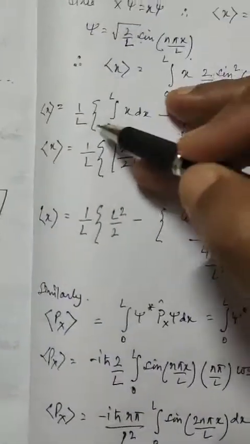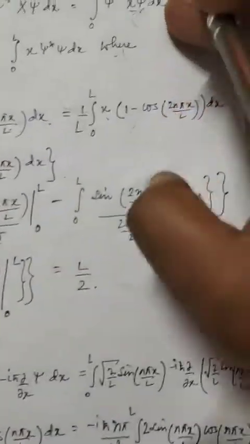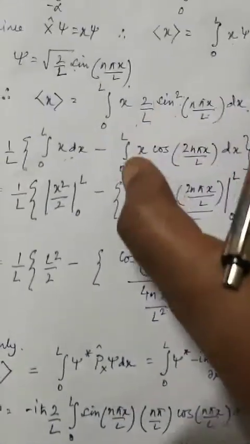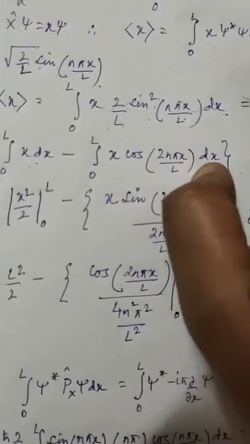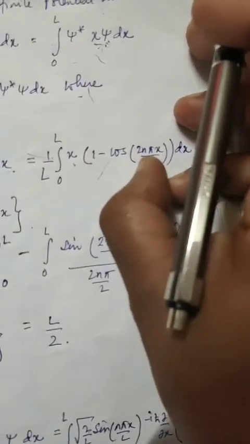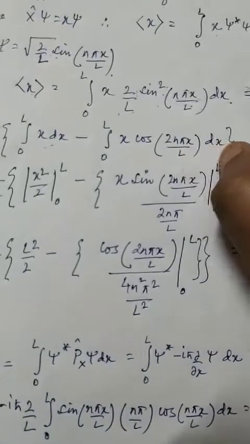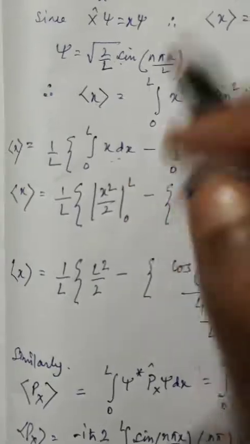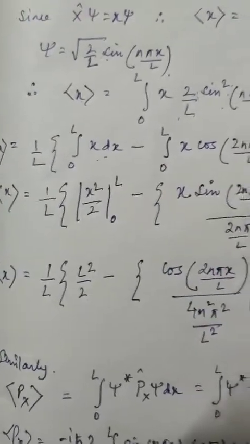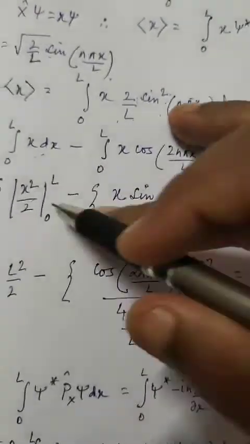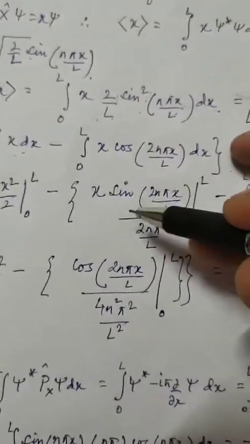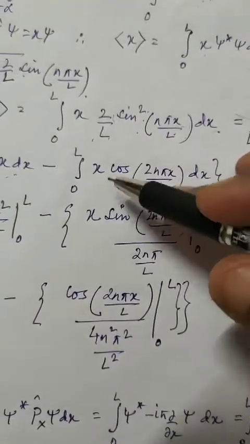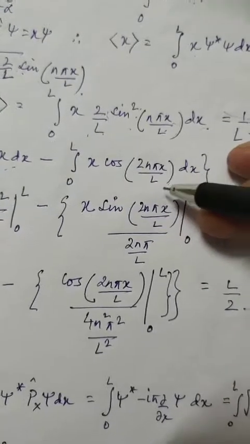Now if I integrate 1 by L is out, x dx, you can see from here, x dx, and minus integral 0 to L of x cos 2n pi x by L dx. So the first integration is x square by 2, you put the limits 0 to L, and in the second integration, integrated by parts, minus sign is out, x is the first function, cos 2n pi x by L is the second function.